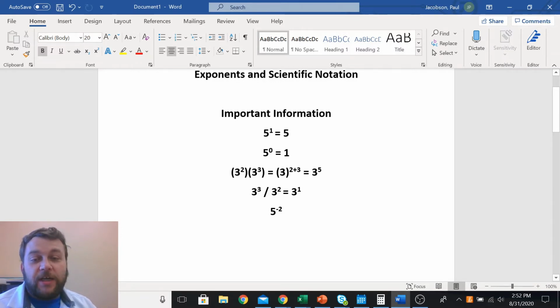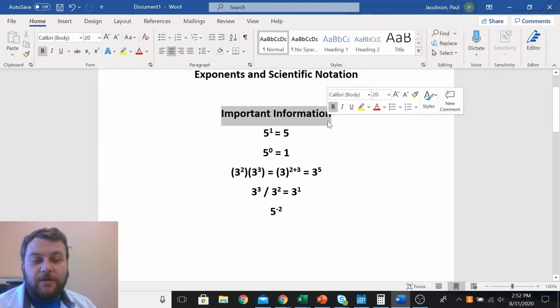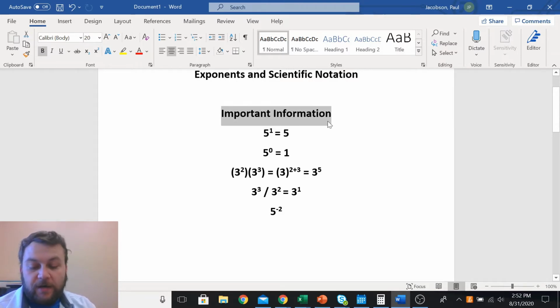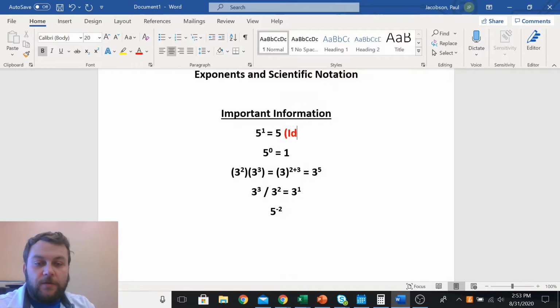So up on the screen, I have important information. First off, we have the identity rule for exponents. Okay. So what does that mean?